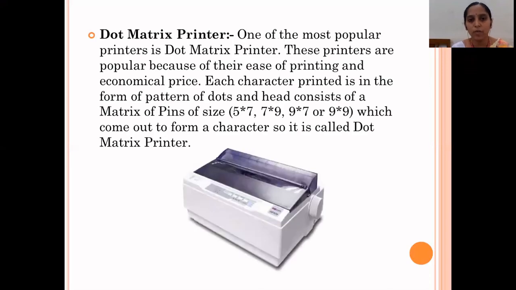First is the dot matrix printer. With the help of a dot matrix printer, the user can take the printout with the help of pins. In a dot matrix printer, a number of pins are arranged in a sequential form. On that basis, the dot matrix printer can print the scanned image, scanned text or scanned data with the help of a number of pins. One of the most popular printers is the dot matrix printer.